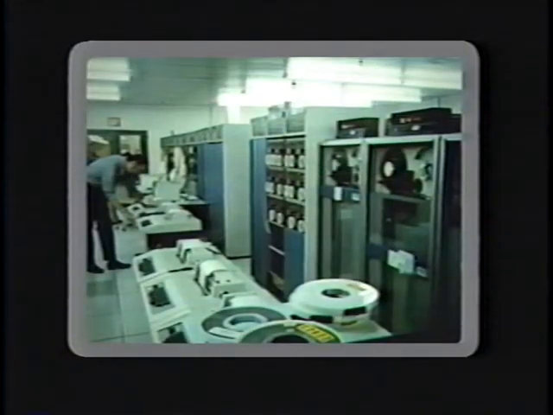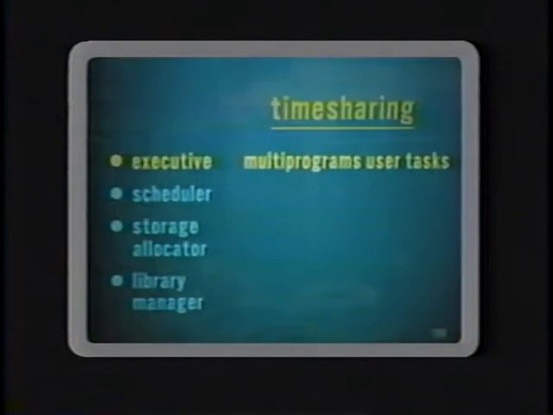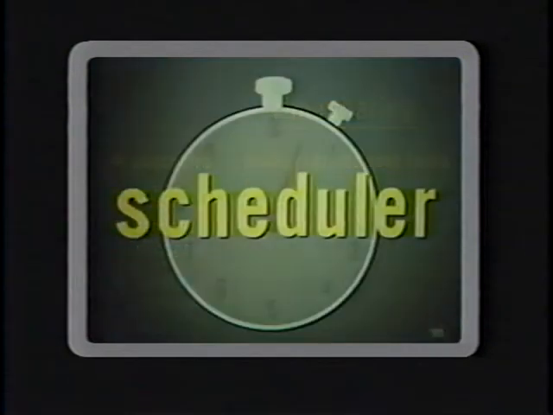Therefore, time-sharing operating systems have been designed to execute programs for many users concurrently. The functions performed by these systems are more complex. The technique of maintaining many executable programs in memory and alternately executing them is called multiprogramming. In time-sharing systems, the executive multiprograms the user programs, sometimes called tasks. The decision of when to start and stop each program is made by the time-sharing scheduler.